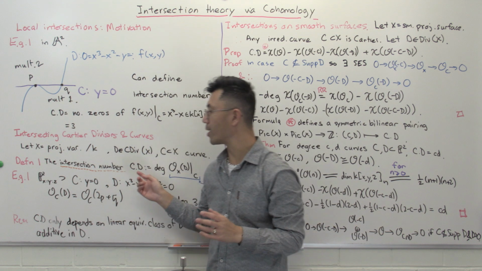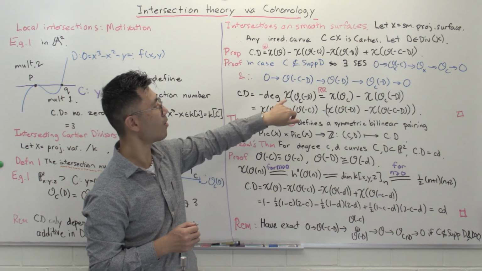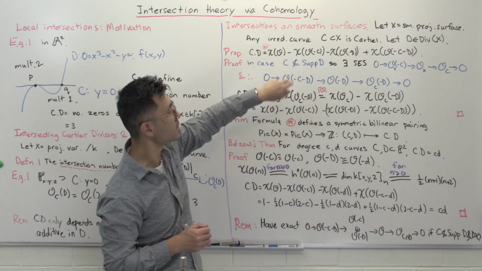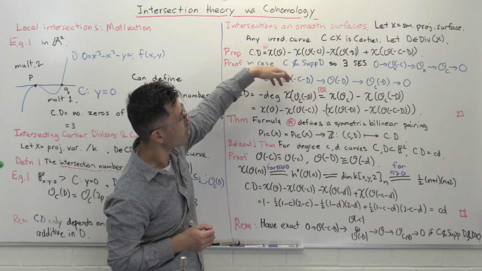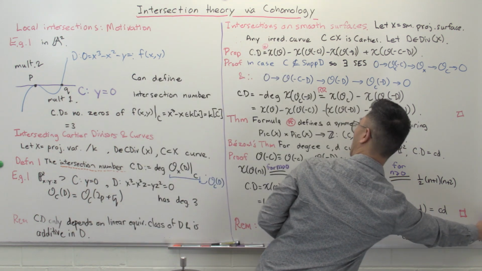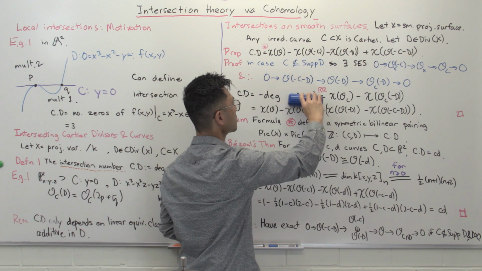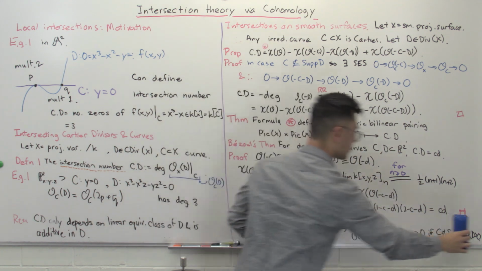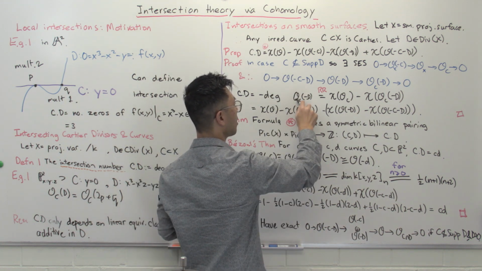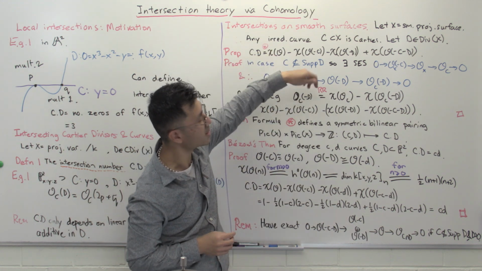So what's C·D? Now we're ready to compute this intersection number C·D. C·D is going to be just the degree of O_C(D). But we want to work with O_C(-D). It's not the chi of that, it's just the degree of O_C(D). And of course, remember, this is additive in that variable. So the degree of O_C(D) is just the negative of the degree of O_C(-D).